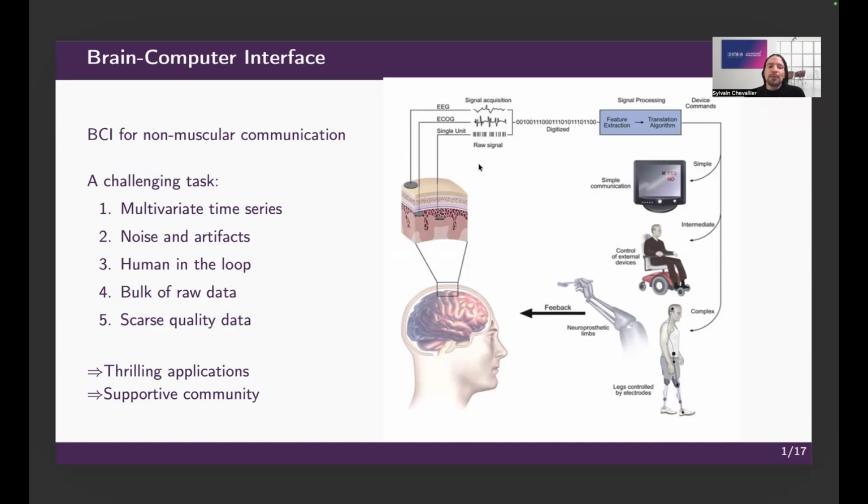One major issue is that there is a human in the loop, so it's very hard to be able to provide the correct feedback at the correct time. And generally speaking, when you are looking at EEG, so electroencephalography, there is usually an enormous amount of raw data available. But the quality of this data is usually very poor, and it's very difficult to have good quality recordings. So while the applications are thrilling and the community is very supportive, it's very difficult to build correct brain-computer interfaces and to help patients and people with disabilities.